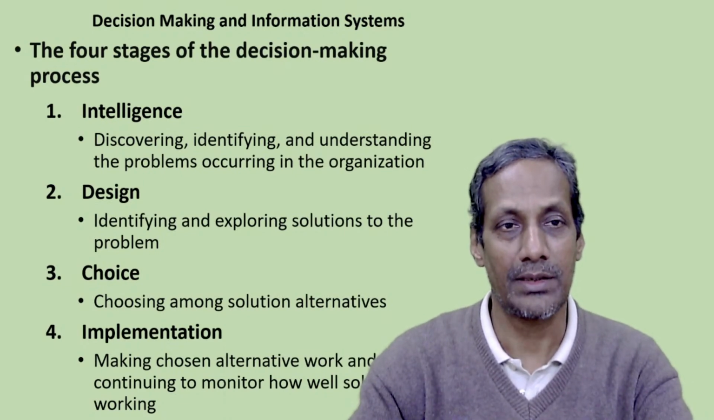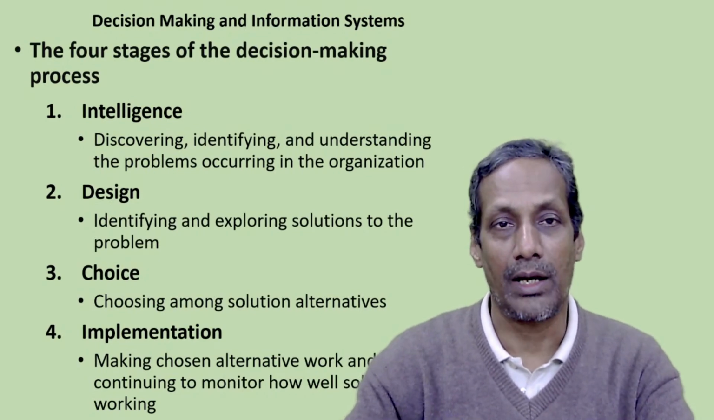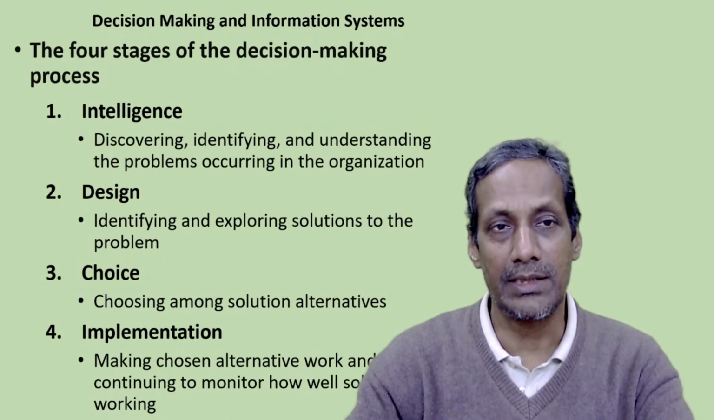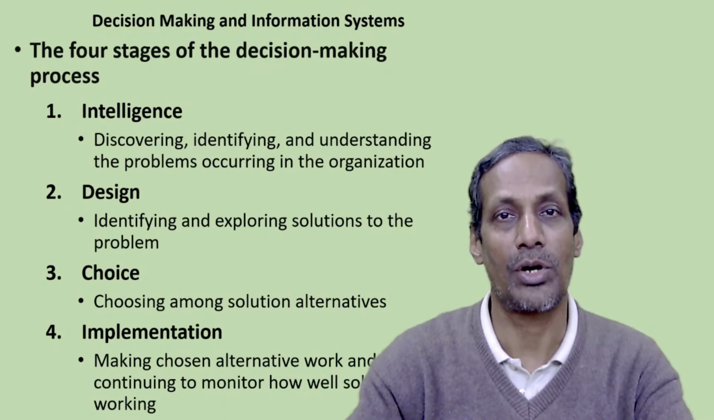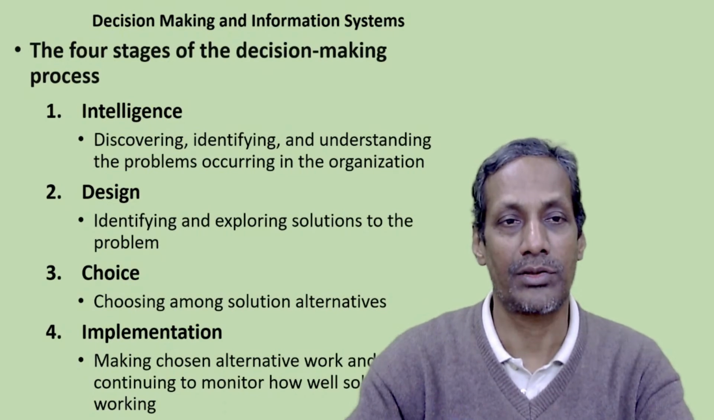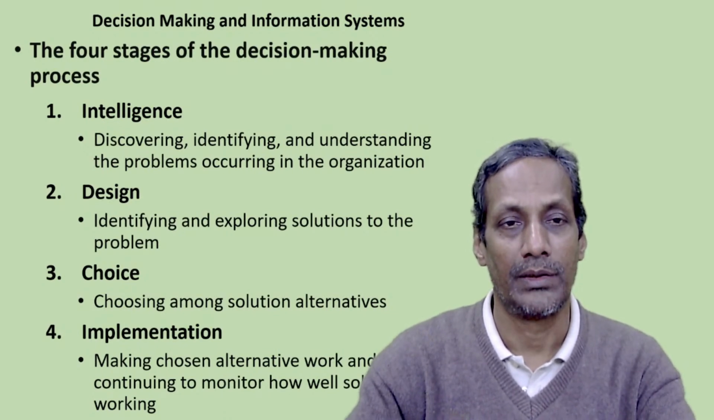Intelligence is the first phase, design is the second phase, choice is the third phase, where a decision is made. And once that decision is implemented, a problem is solved. So, Herbert Simon's model is considered to be the model for decision making. Intelligence is the phase where managers try to discover, identify, and understand the problems occurring in the organization. Then they use mathematical, statistical, or functional models in order to identify and explore solutions for the problem.